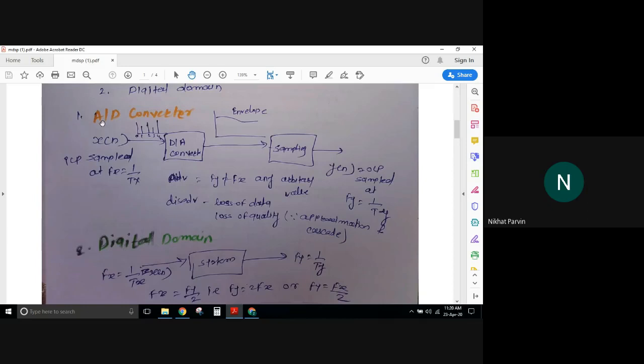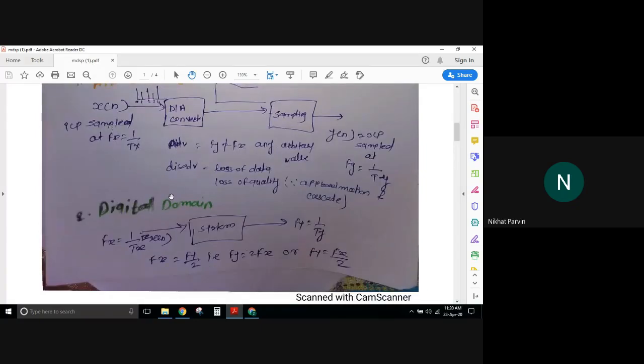So this is only good-to-know information. Apart from the digital domain, you will have something else also. If you are not bothered about the loss of data, you can choose this one also, which is a little bit tedious. That's it. But in our subject, we have to study this digital domain.